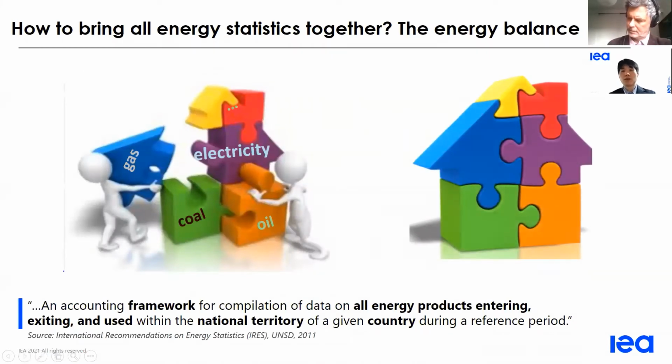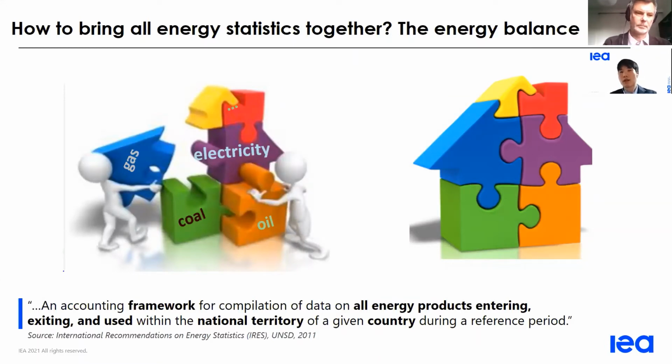So how to bring all energy statistics together? The answer is here, the energy balance. The energy balance is the synthesis of all kinds of information we collect: gas, electricity, coal, oil, and renewable data. And then we synthesize all together in one piece of paper that shows the whole picture of the national energy situation. I put here the quote from our IRES: this is an accounting framework or compilation of data on all energy products entering, exiting, and used within the national territory of a given country during a reference period. So based on this information, we can see which color this house is having, or which shape this house looks like. So this is very, very important information that everyone has to work on.